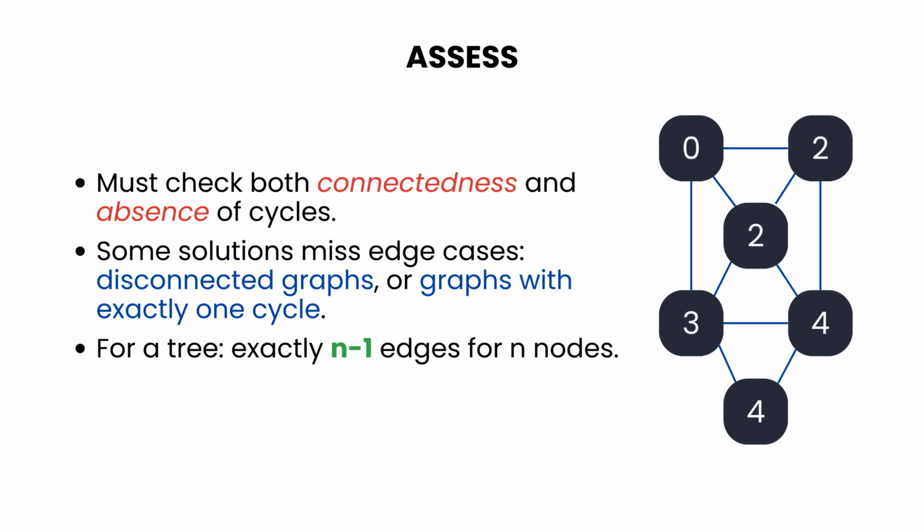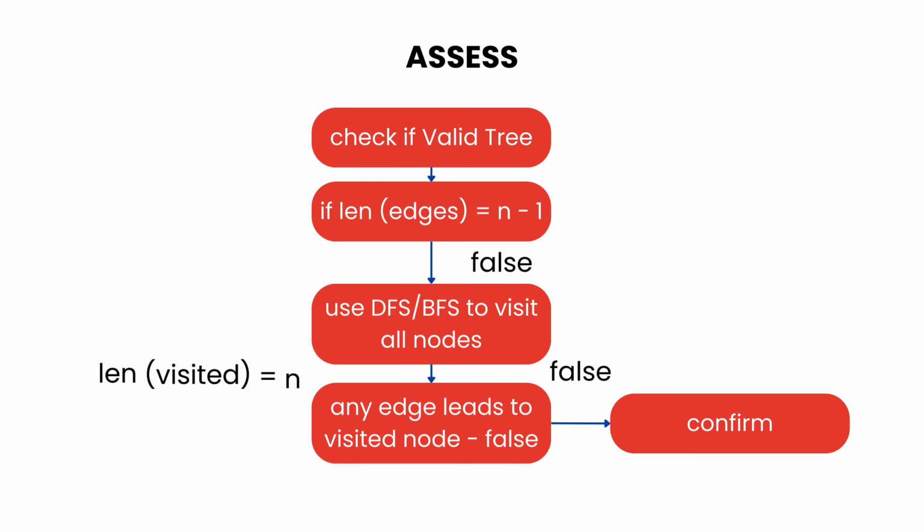For a tree, exactly n-1 edges for n nodes. Edge count check: if there aren't exactly n-1 edges, it can't be a tree. Connectedness check: use DFS/BFS to visit all nodes from node 0. If you visit all nodes, count equals n, the graph is connected. If any node is unreachable, it's disconnected. Cycle check: if any edge leads back to a previously visited node that is not the parent, it's a cycle. Edge count shortcut: if the edge count is correct and you visit all nodes without cycles, it must be a tree.